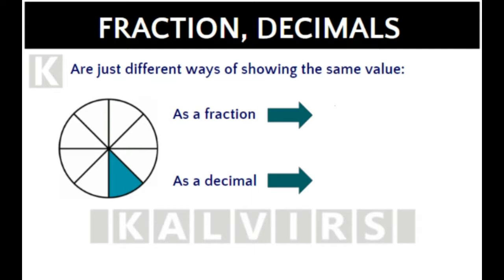Hello, welcome to lesson number 2, fractions and decimals. Fractions and decimals are just different ways of showing the same value. For example, in the figure shown, the shaded region represents, as a fraction, 1/8 of the circle, and as a decimal it represents 0.125.